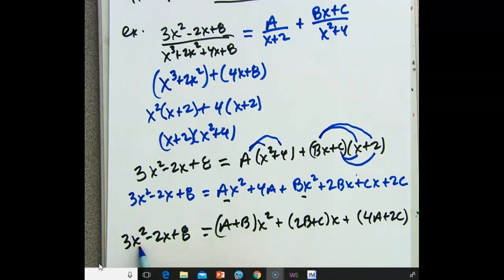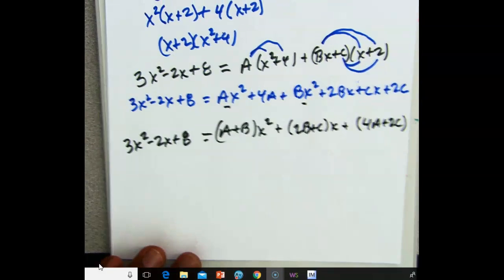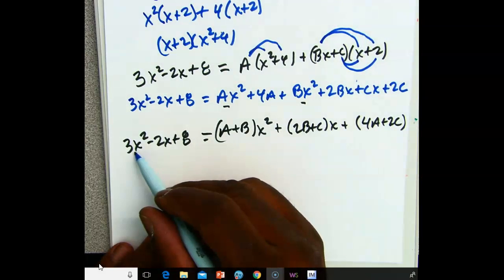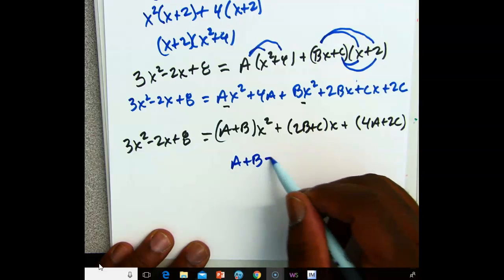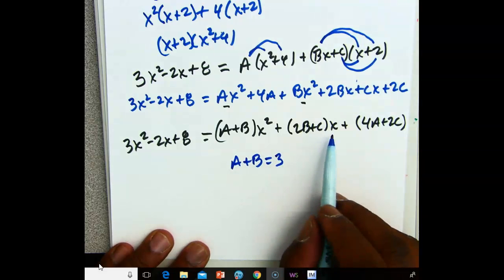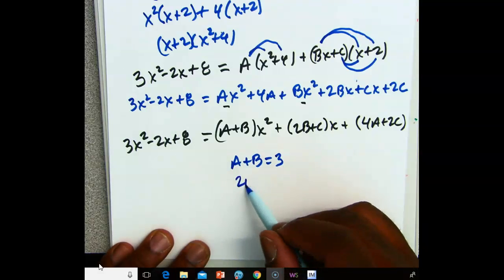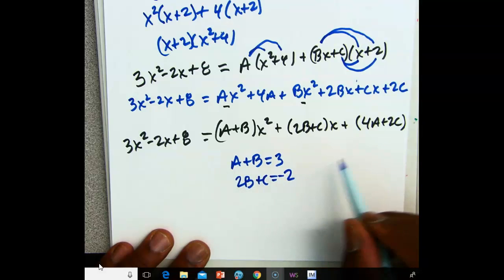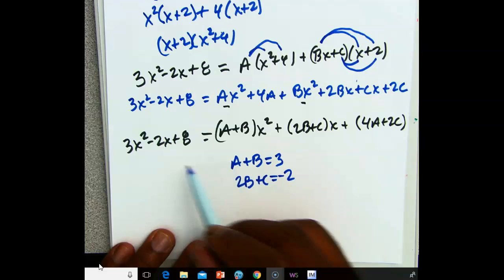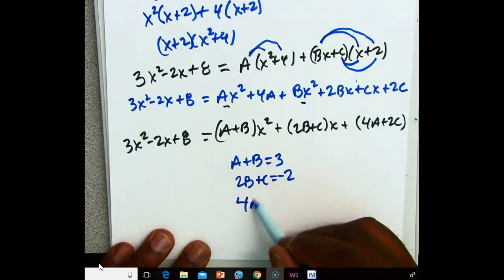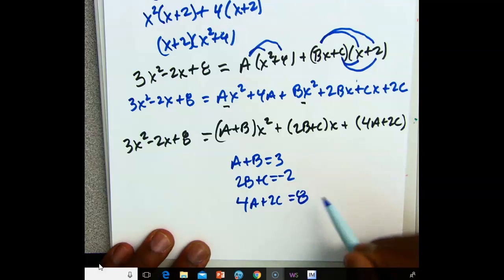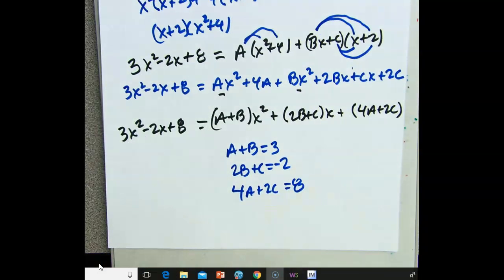So we do have an x squared on the left. So the coefficient of x squared is 3, so that means that A plus B is equal to 3. The coefficient of our x term is negative 2. So that means that 2B plus C is negative 2. And finally, the coefficient of our constant is 8. So 4A plus 2C is equal to 8. So that's the linear system we need to solve. So we just have to decide which variable we want to eliminate first and go from there.